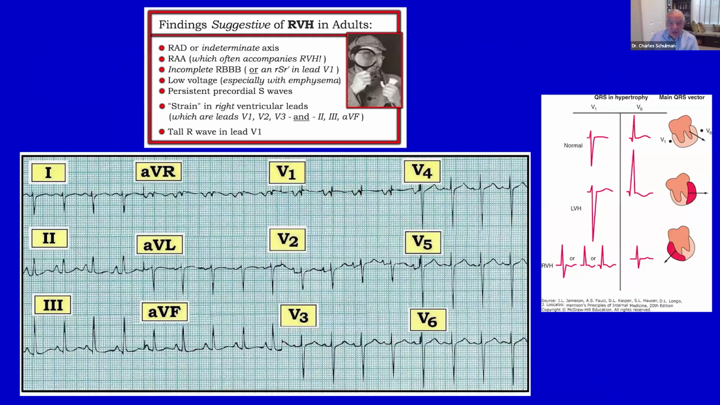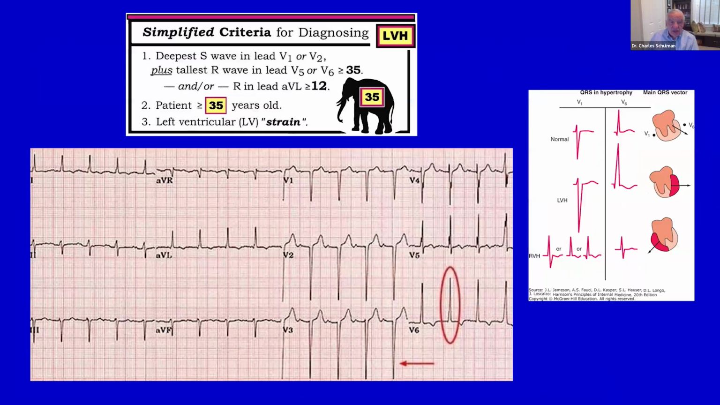Okay, so the 35 rule is you take the deepest S wave in V1 or V2. So here's 5, 10, 15, 20, 25. And the tallest R wave in V5 or V6. So 25 plus 25, 30, 35, 40, 45. So that makes the diagnosis of left ventricular hypertrophy. Okay?